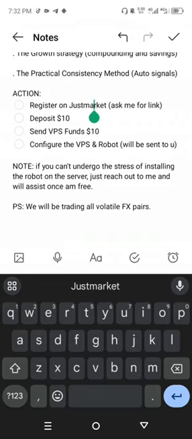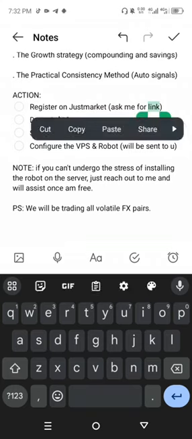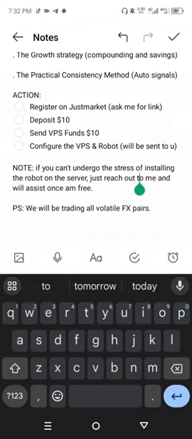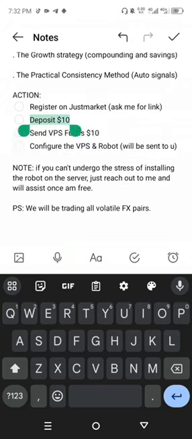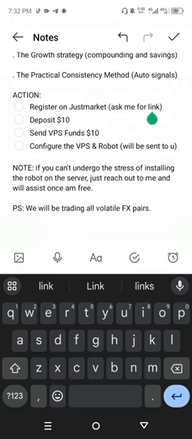Now, if you have not registered there before, you can just ask me and I will send you my link to register on the platform and verify. Verification is also easy on Just Market. Now, the next thing you need to do is deposit $10 into your account after you have registered. You are not sending this to me. It's not necessary. You can deposit it directly into your own account. Now, the third step is you have to send in your funds for the VPS, $10 for a 1 month subscription, and then after that is the configuration of the VPS and the robot, which I am going to send to your email.